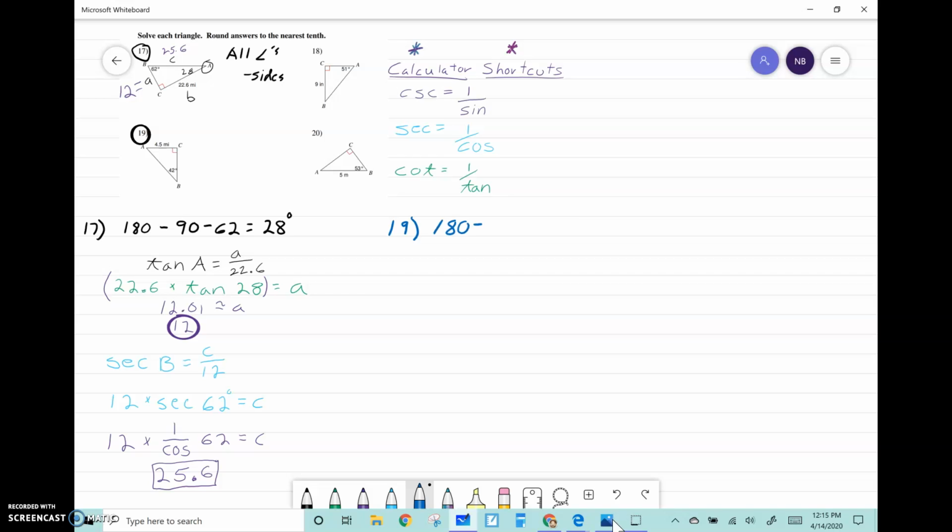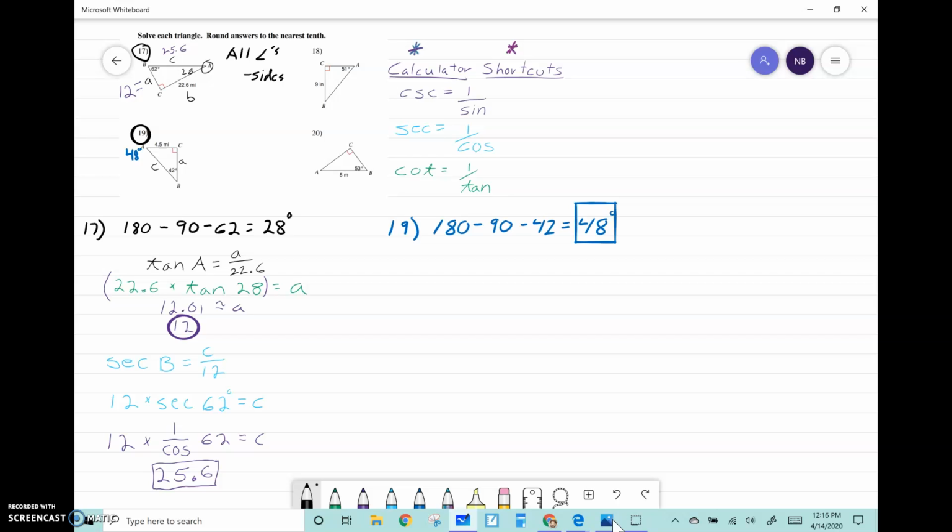So I've got 180 minus 90 minus 42, which gives me 48 degrees. All right, so there is angle A. So I'm going to put that over here, 48 degrees. Now, what I need to do is what I just did with number 17. I'm going to need to find what my hypotenuse is and the opposite of angle A, or you could say the adjacent side of B, whatever way you want to look at it.